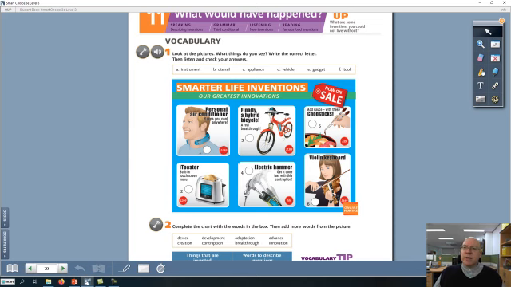Let's look at exercise 1 here. Look at these pictures, what things do you see? And then we're going to plug these words in here: instrument, utensil, appliance, vehicle, gadget, and tool. Things that we use every day, and things that just keep getting better and better as time goes by.